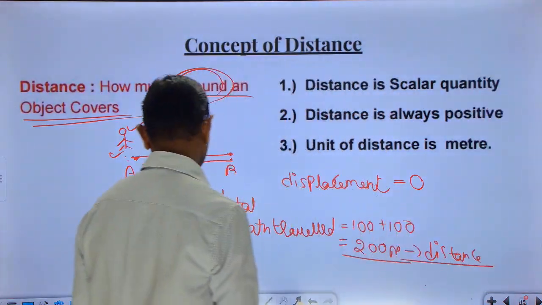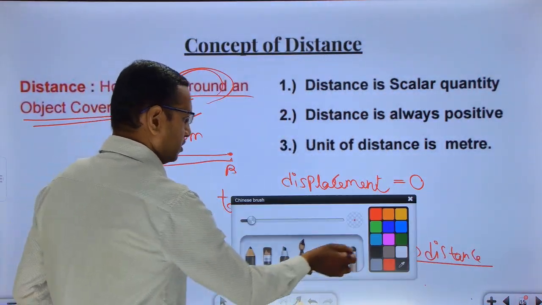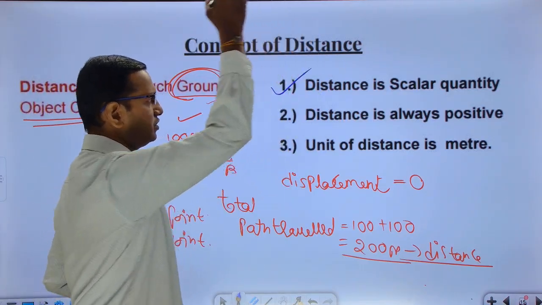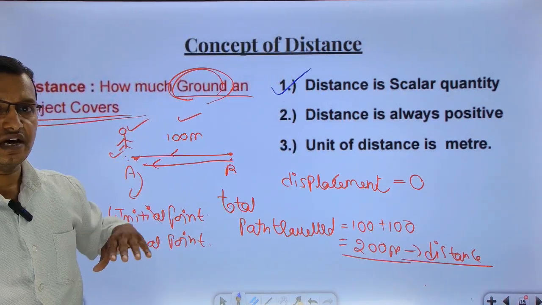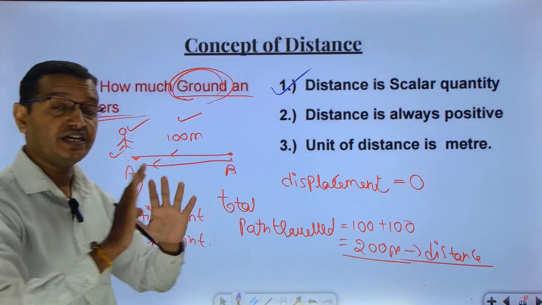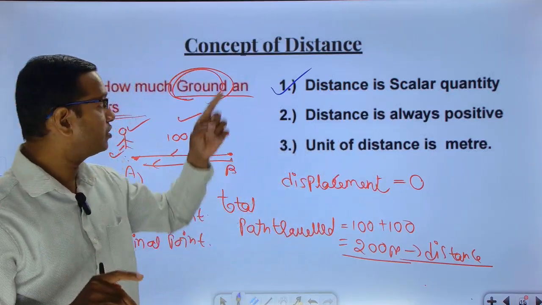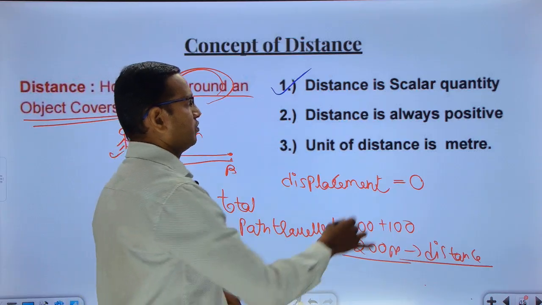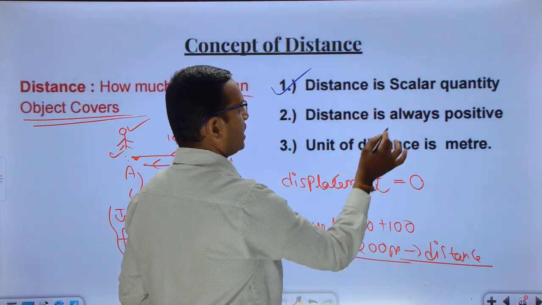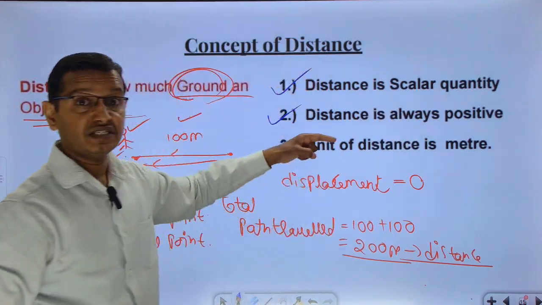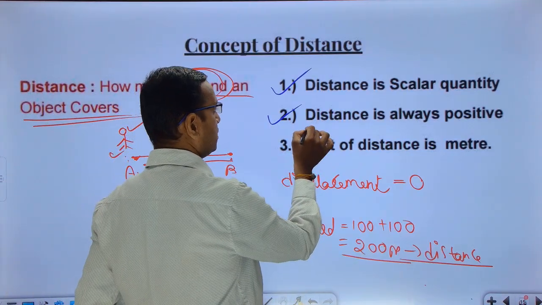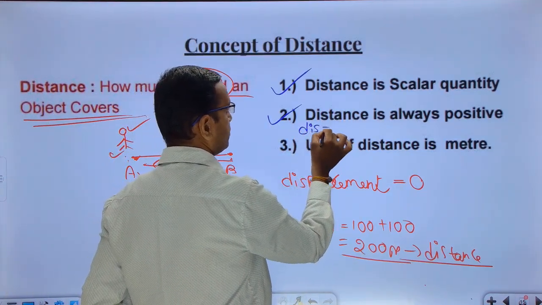Now coming back to distance. First, I have discussed that distance is a scalar quantity. When I call it scalar, it has only magnitude and a certain unit. What are the units of distance? It can be meters, kilometers, whatever, the units of length. And the next point is distance is always positive. Distance can never be negative. Remember these things.